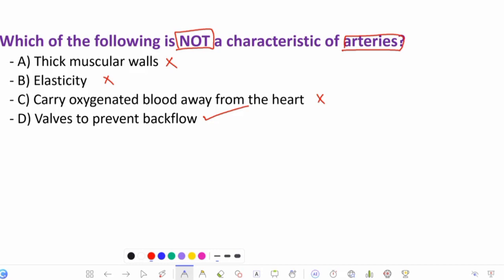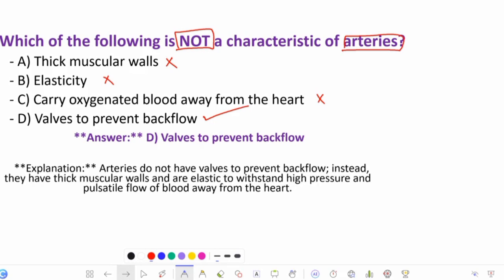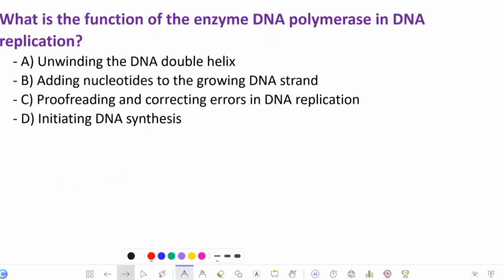So the correct option is D, valves to prevent backflow. Arteries don't have valves to prevent backflow. Instead, they have thick muscular walls, they are elastic, and they have high pressure and pulsatile flow of blood away from the heart. All the others are characteristics of arteries, but valves to prevent backflow is not, and it is the right option.